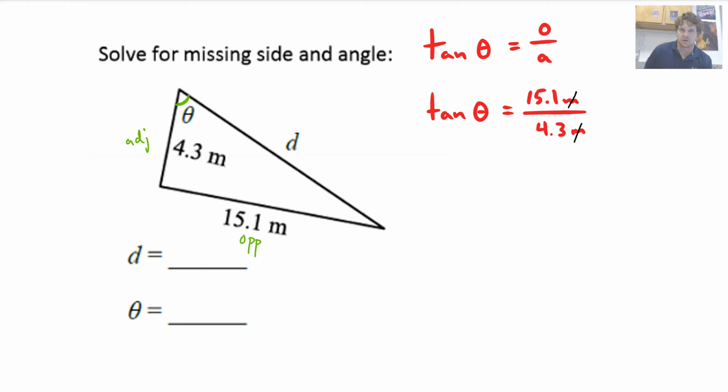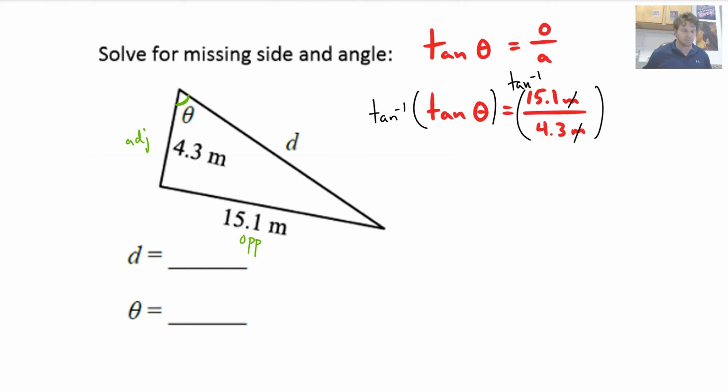The next piece is getting theta alone. So there's a trick. That tangent theta, the tangent part needs to go away, so we just have theta left. Right? So to do that, we use what's called an inverse function. So I'm going to take inverse tangent or arctangent, whatever you want to call it. So I'm going to take inverse tangent, and whatever I do to one side, I have to do to both sides.